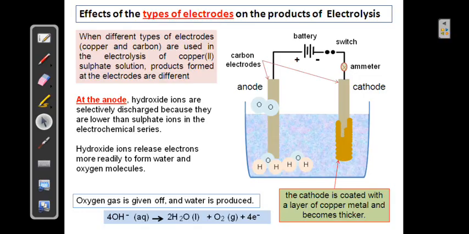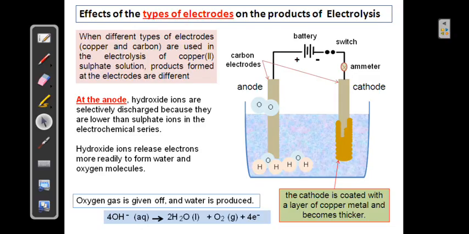Although we use the same amount of materials in the solution, because we use different types of electrodes, the products differ. When we use carbon electrodes, this is what will happen. This is the product that we will receive from the same substance that we electrolyze.